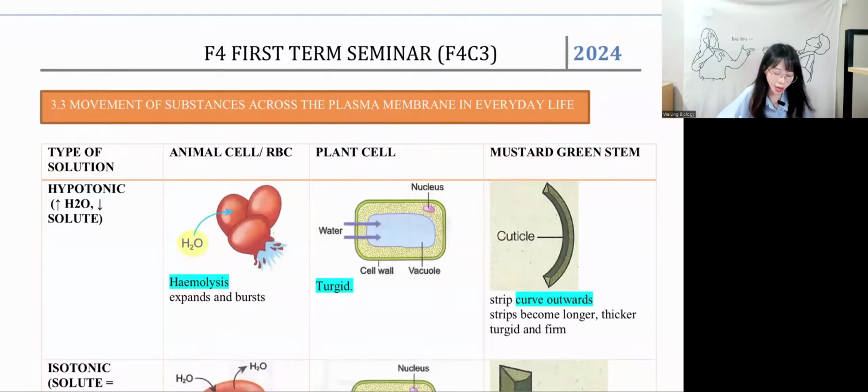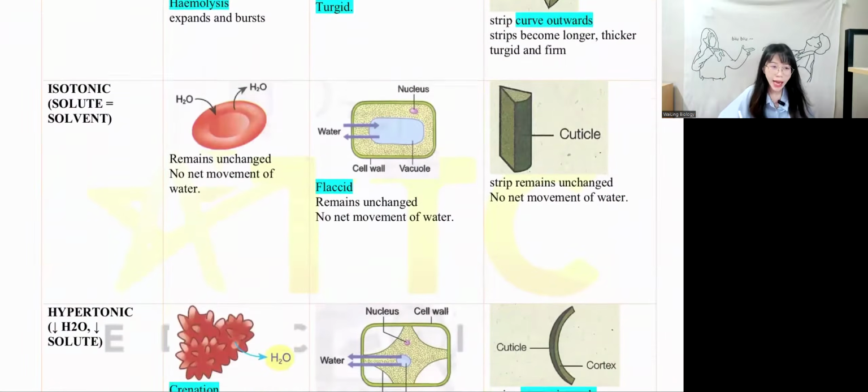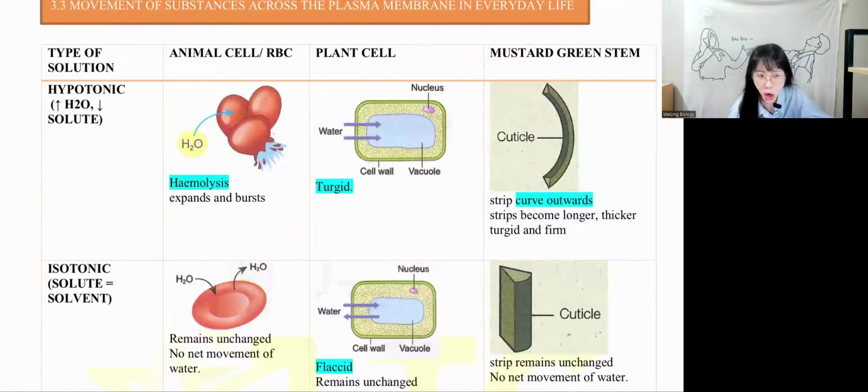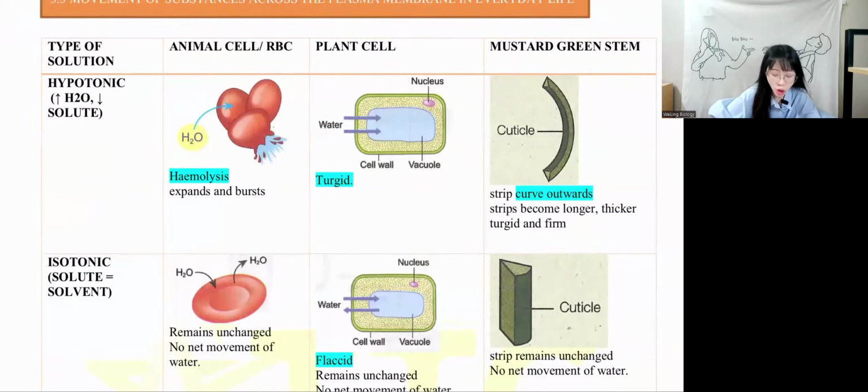We have three different solutions: hypotonic, isotonic, and hypertonic. What is the meaning of hypotonic? Hypo means more water, lesser solute. What does solute mean? Anything that is not water, we call it solute. It can be salt, it can be sugar, it can be vinegar. As long as they are not water, we call it solute. It's called hypotonic, more water.